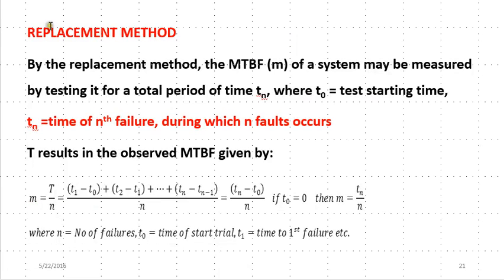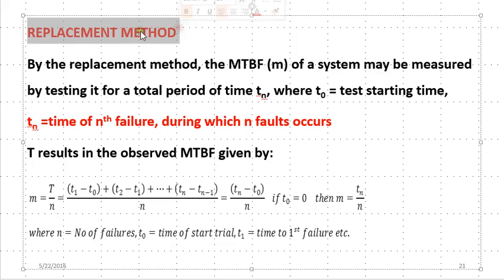What are these two methods? The replacement method first. And this replacement method is a method in which the mean time between failures, given by small m, of a system is measured by testing it for a total period of Tn. That is, the component you test for a period of Tn, where T0 is the time where we started testing, and this Tn is the last time where n failures had happened.